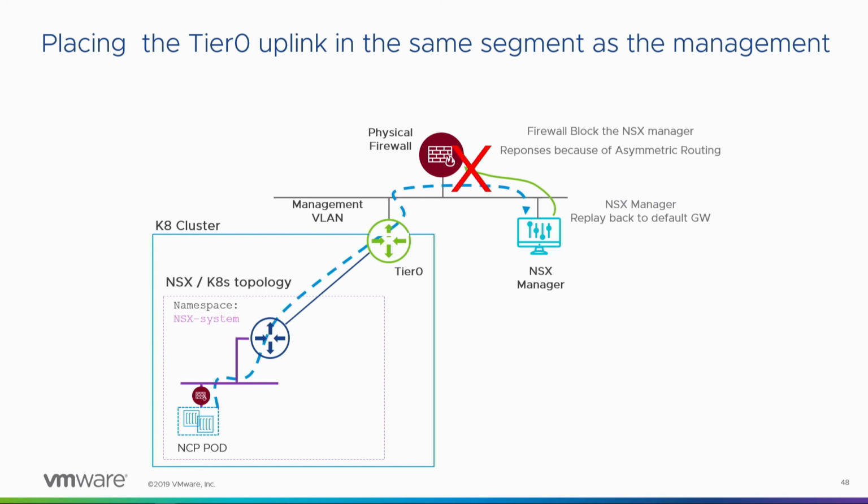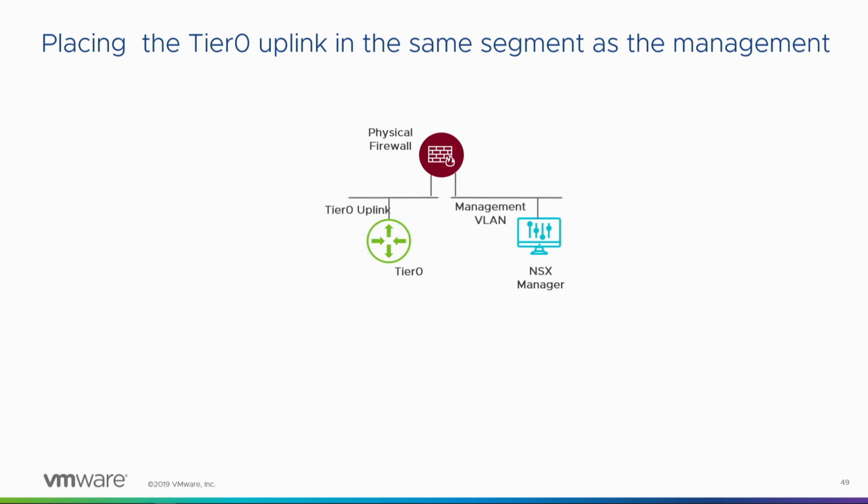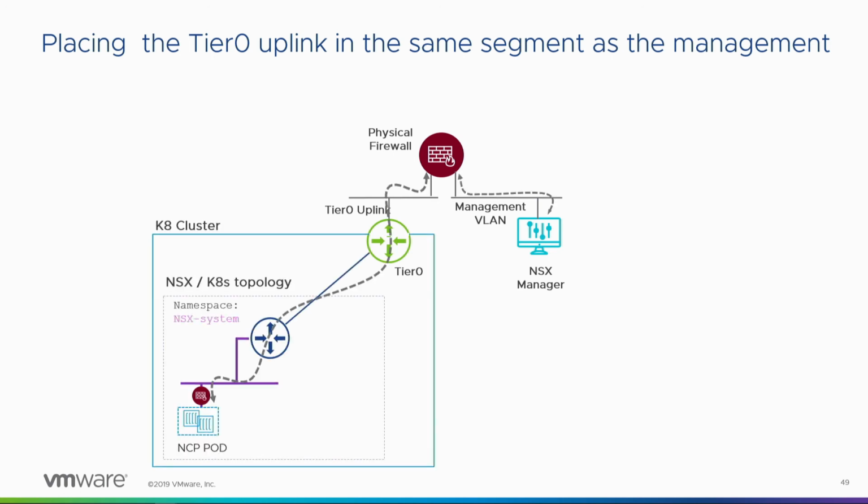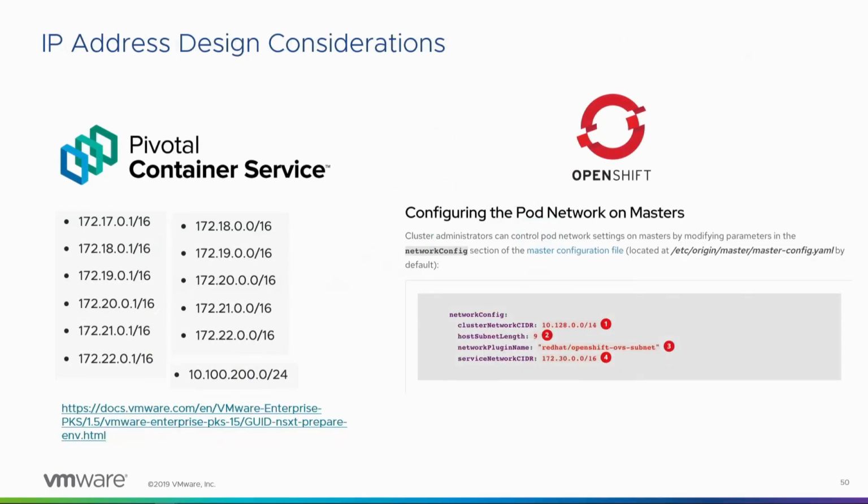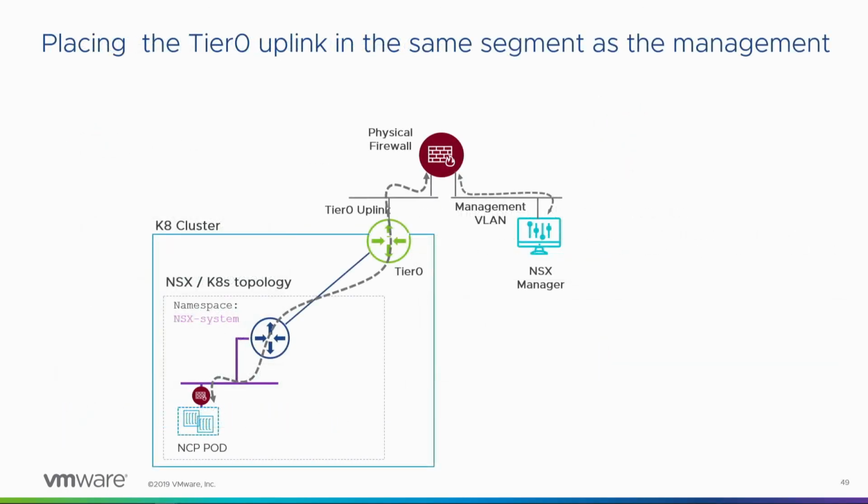So the way to really do it is to create a separate VLAN for the tier 0 and a separate VLAN for the management. This way, if there is a firewall, you will be able to pass the traffic. Don't take shortcuts on the tier 0 uplink, guys. Yes, this one is very common, right?